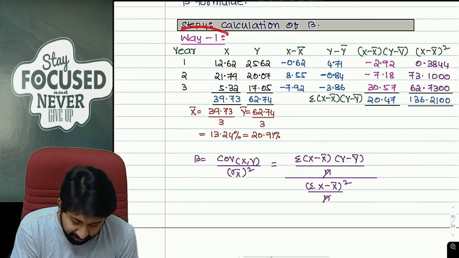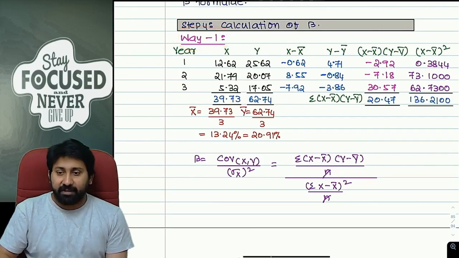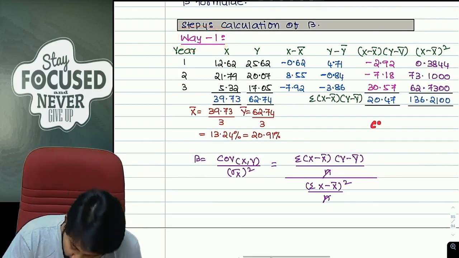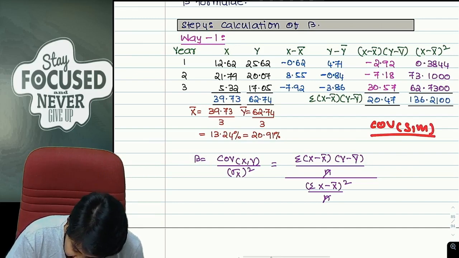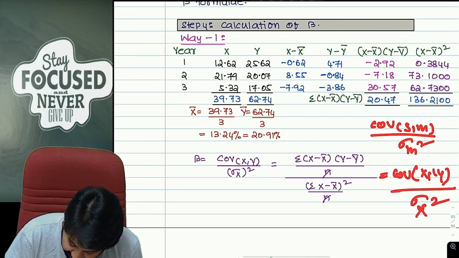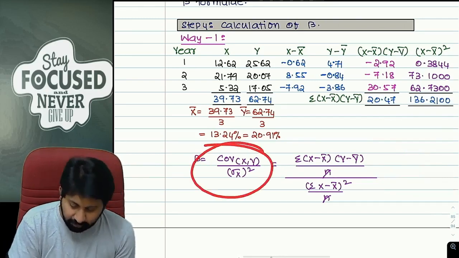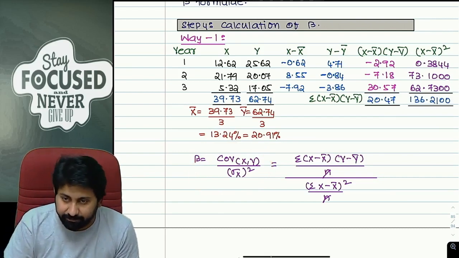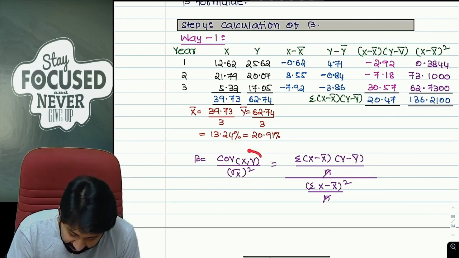Way number 1 of calculating beta: covariance of SM divided by sigma m square. That means covariance of xy divided by sigma x square. Yes or no? It is the same formula, and instead of SM I put xy here. So, covariance of xy.